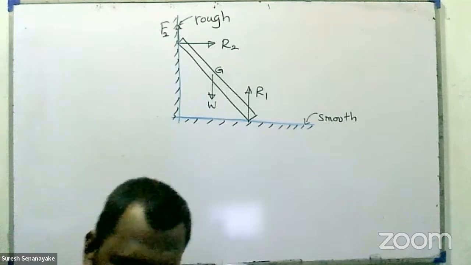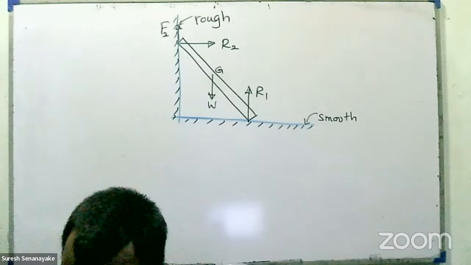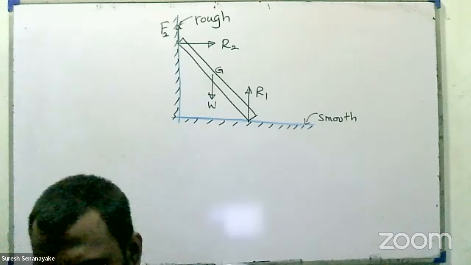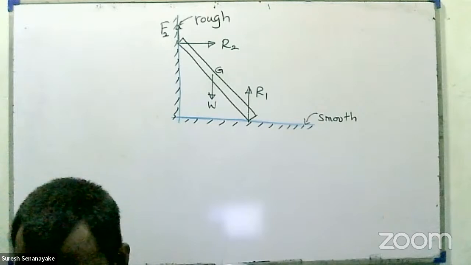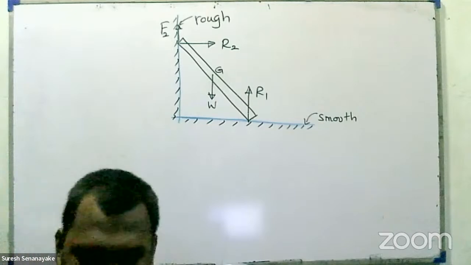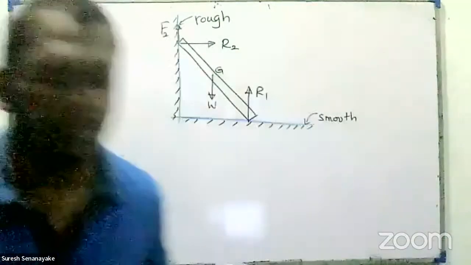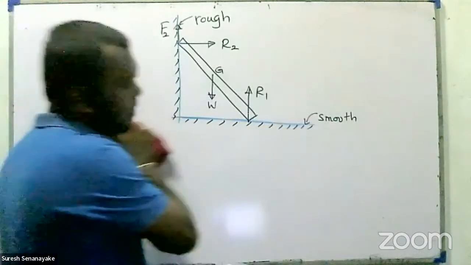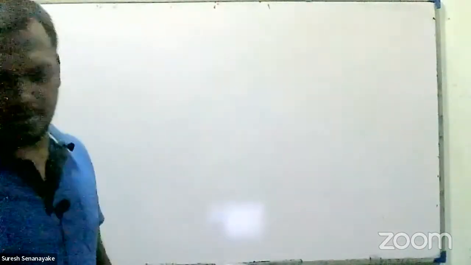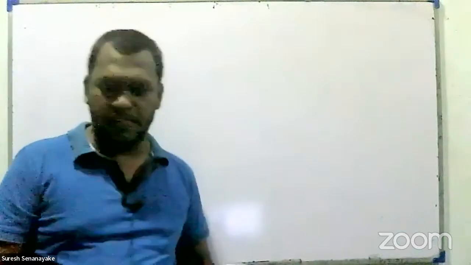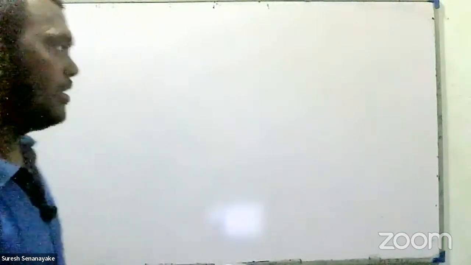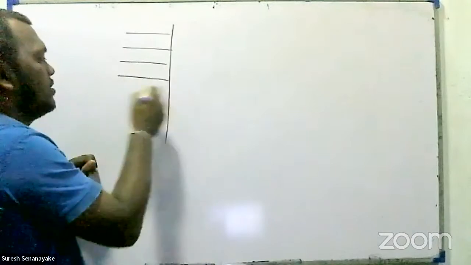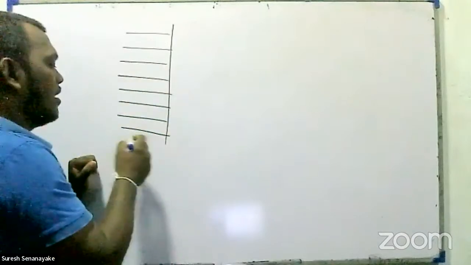Okay, then write there: a smooth sphere of radius r and weight W is held by a light string of length r. The radius is r and also the length of the string is r, right?